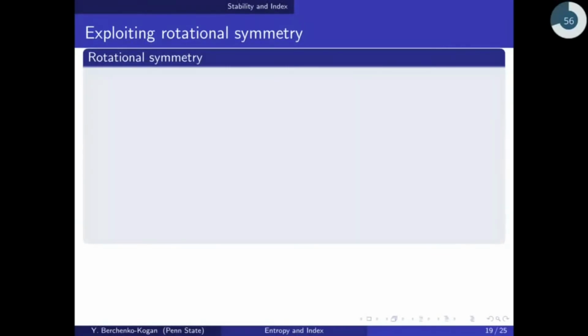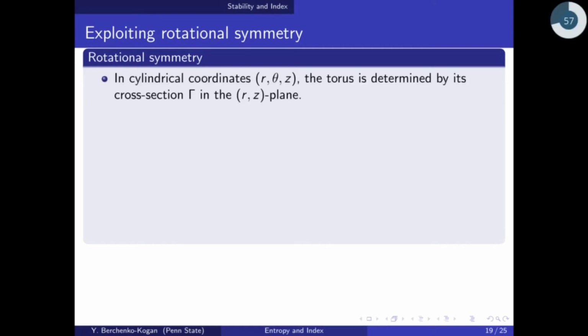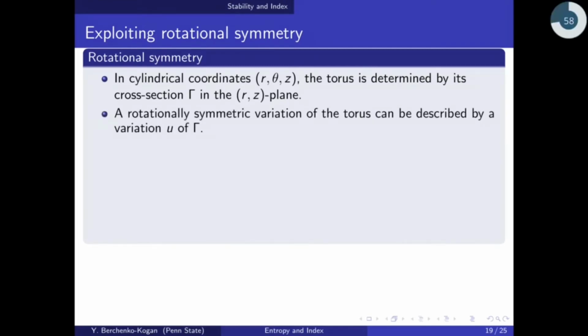So the idea is to exploit rotational symmetry. One of the reasons we're doing this work for the Angenent torus is that the Angenent torus is rotationally symmetric, and this gives us a very easy starting point for answering these questions about entropy and index. And so, as I discussed, I had the picture of the torus and the picture of its cross-section. The torus is determined by its cross-section, and so we can understand the torus just by understanding that curve. And so if we vary the cross-section, we will get a variation of the torus.